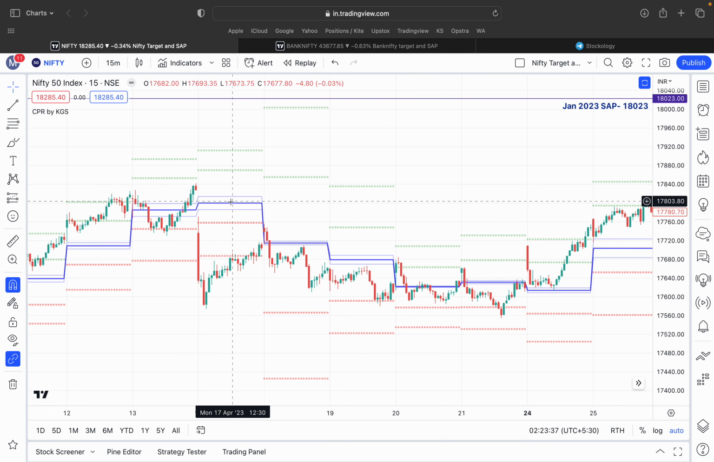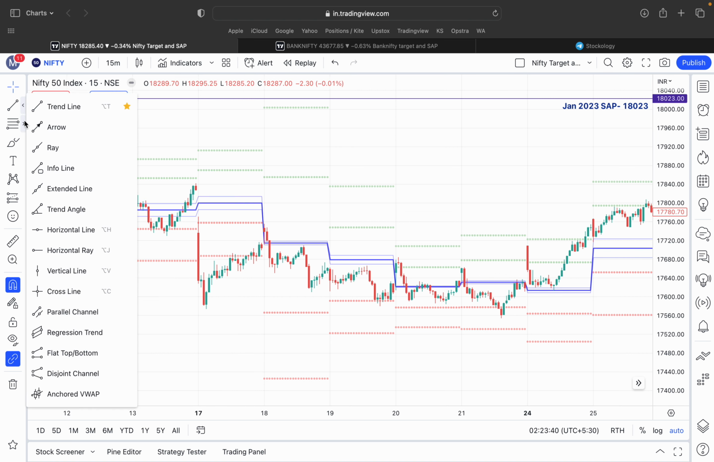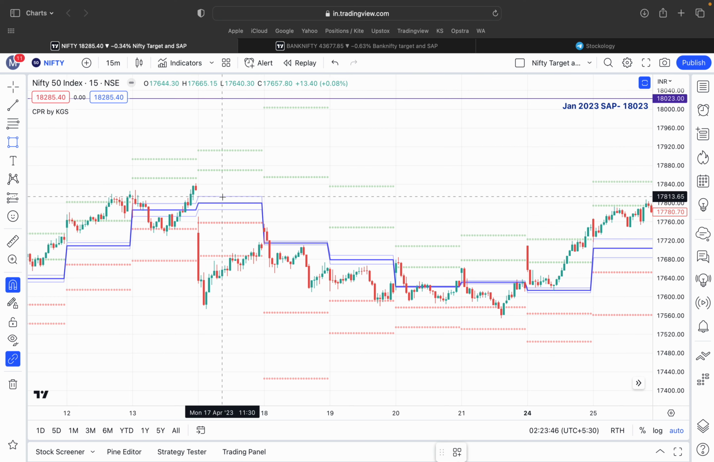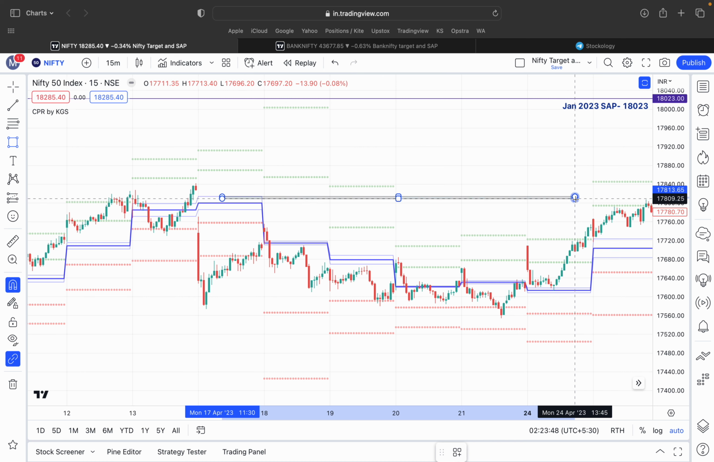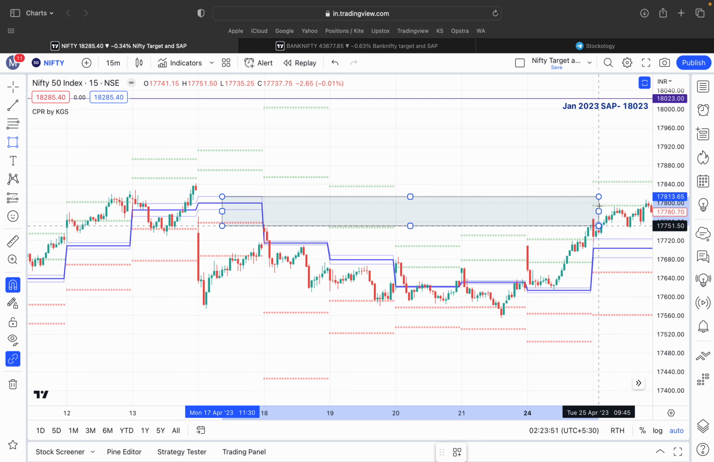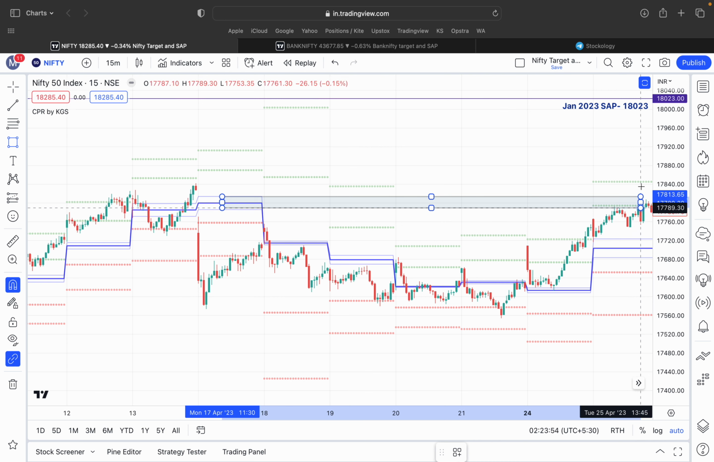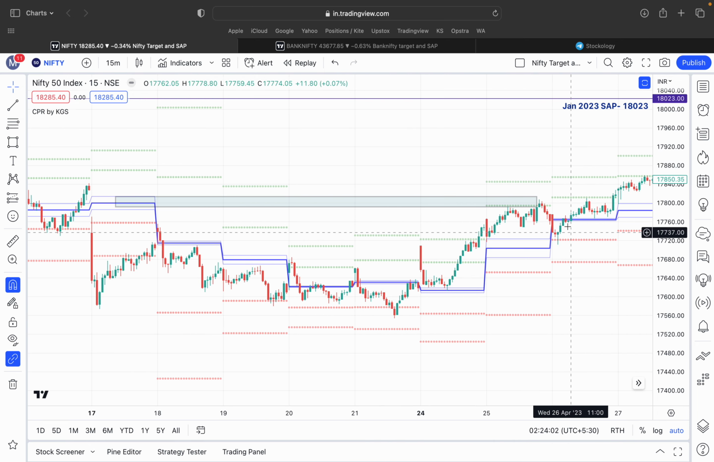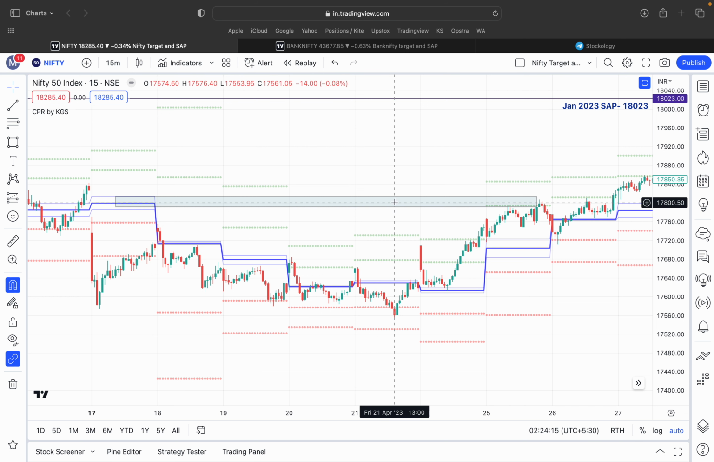So now what we can do, we can extend this. Once we see that a virgin CPR is getting formed, what you can do is extend this area and keep it marked on your chart. Whenever price comes there on the subsequent days, you will see this zone acting as a strong resistance. So here on this day price took exact resistance over here and then it gave a decline. So that is the virgin CPR.